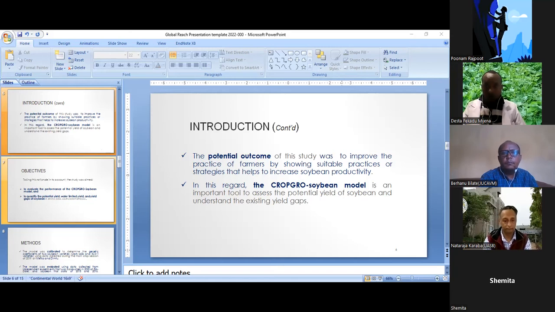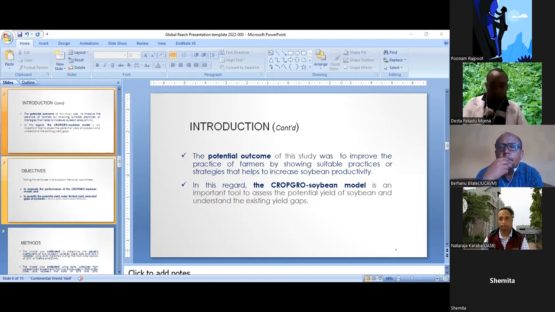In this regard, the model, which is known as the CROPGRO model, is an important tool to assess the potential yield of soybean and to understand the existing yield gap. Taking this rationale into account, the study was aimed to evaluate the performance of the CROPGRO model and to quantify the potential yield, water limited yield, and the yield gaps of soybean in the target area.